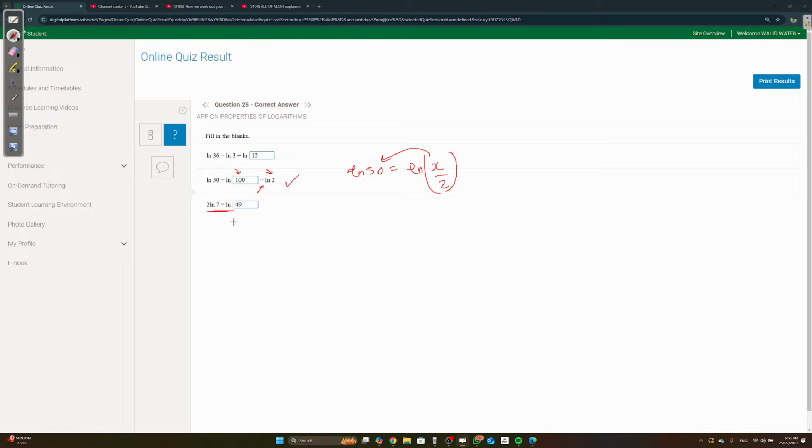Very easy. 2 ln 7 is equal to what? When you have a coefficient outside with ln, what do you do? You take it inside as a what? Power. Okay, so it's going to be ln 7 squared, which is equal to ln 49.